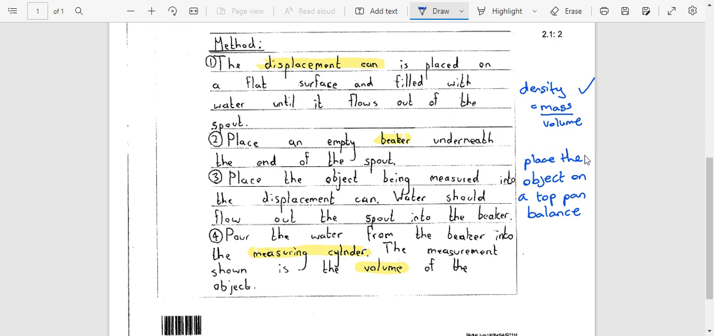But if I just add those things, place the object on a top pan balance, and tell the examiner this is to find mass, that's me showing that I know the other bit of equipment I need, I know what it will find out, and for density, I know the equation. So I would tell the examiner, I will take this mass I've just found, I will take the volume I found by this method, and I will divide them to find density. And that's a complete answer. So this student's done really well. They've just not completed their answer.